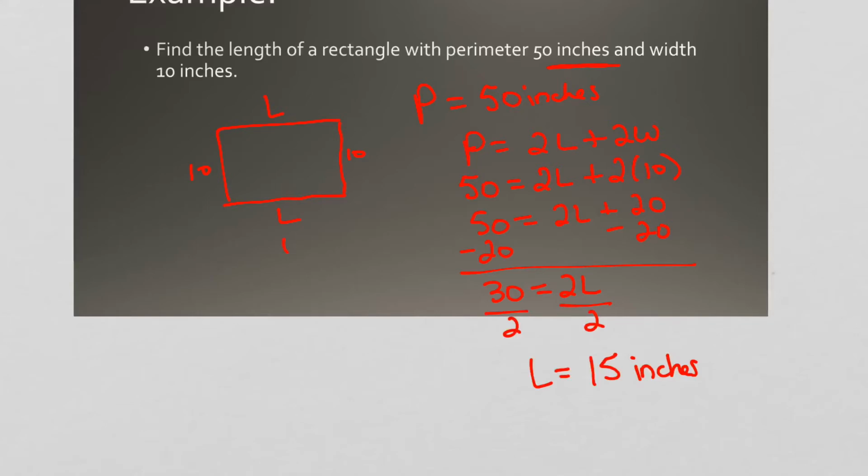Okay, now you can also check your work. So let's add this up. I've got 15 here and 15 here. 15 and 15 is 30, 30 for these two, and then 20 for these two, and 30 and 20 is 50. So I feel like we did this very well.